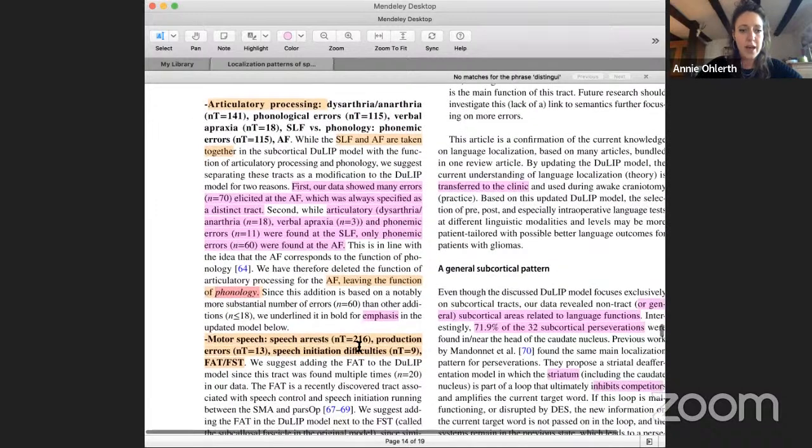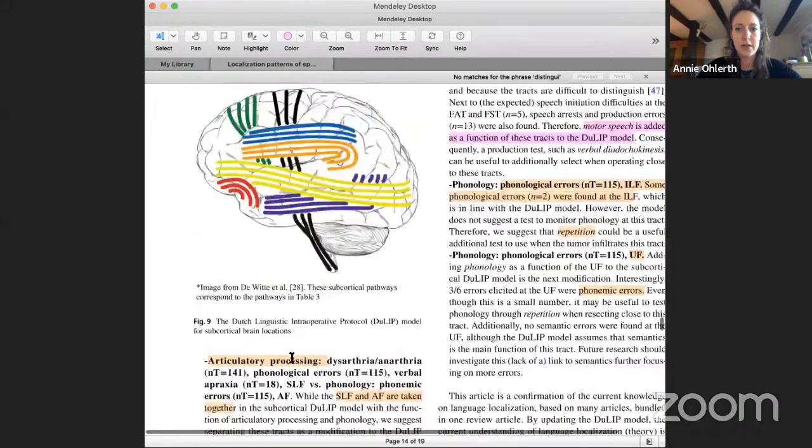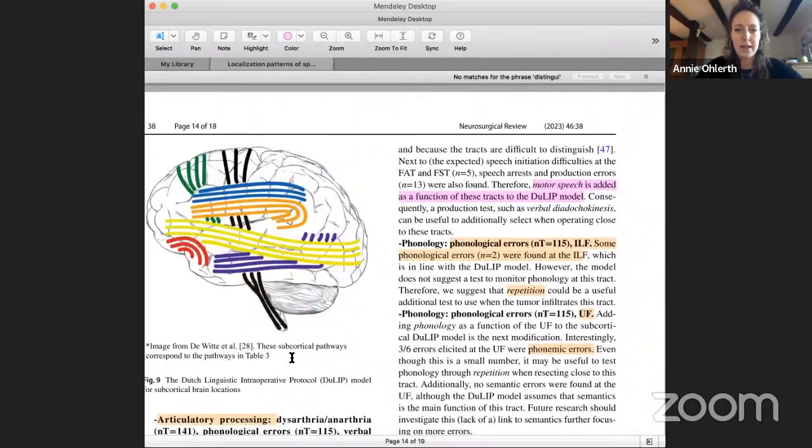Then to add the FAT for motor speech. Back then, I think the FAT was not as big of a topic as it is nowadays, so this is an amendment there, as well as testing phonology on the ILF, for me the most surprising one. Similarly for the uncinate fascicle, due to, from my point of view, a very low amount of errors. It's also one of my critiques for later.